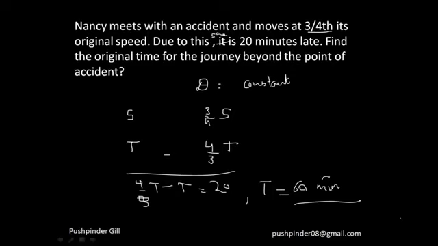So let me just take a quick recap. Distance is supposed to be constant because she is traveling the same distance. If we assume s is the speed and t is the time, then if the speed gets multiplied by 3/4, time will get multiplied by 4/3. The difference is given to us as 20 minutes. So from this we calculate the original time taken by her is 60 minutes, and the time taken over here is 80 minutes.